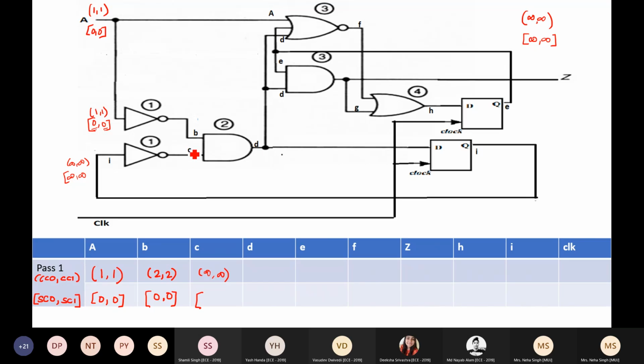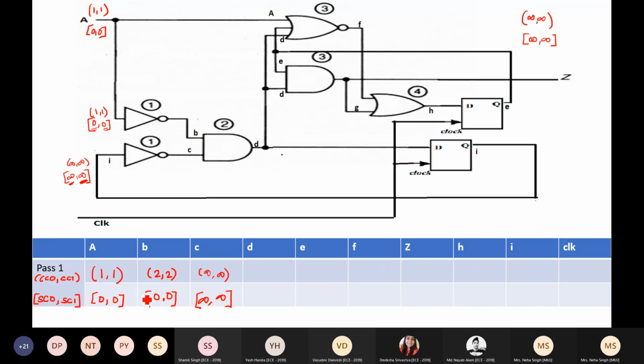Sequential controllability 0 for C would be SC1 for input without adding 1. So SC1 for input is infinity. So इसकी value अभी भी infinity होनी चाहिए. SC1 for C, this would be SC0 for I. So SC0 for I is infinity. So this is still infinity.